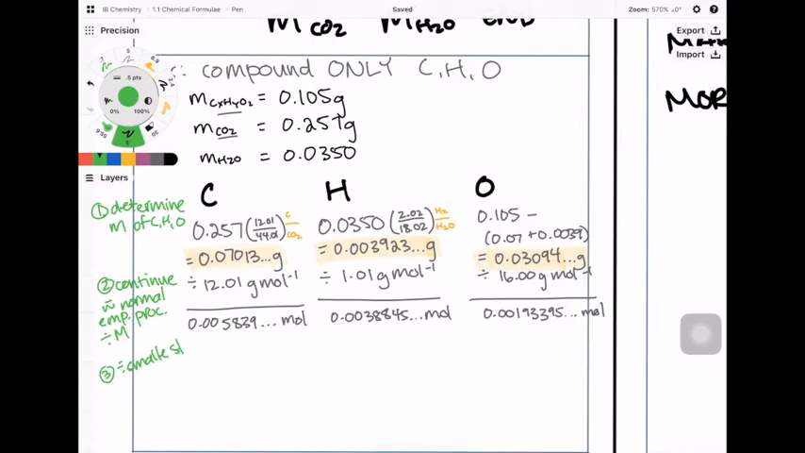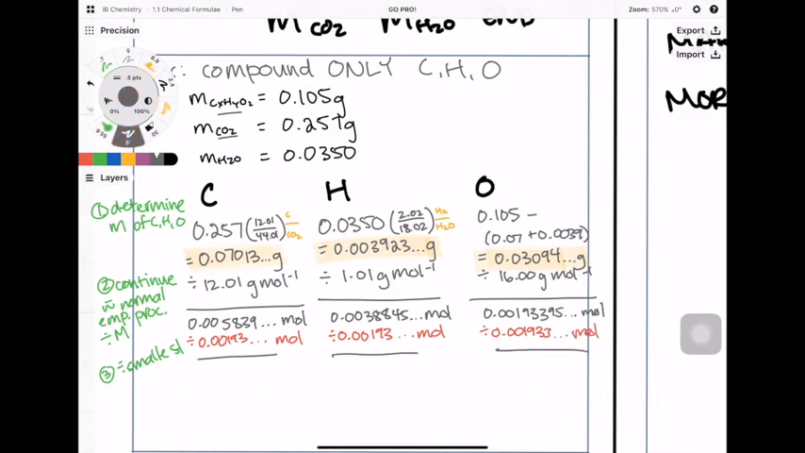So again, here I'm dividing by the smallest, which happens to be the moles of oxygen. So I'm going to divide everything by 0.001933. And that should give me my ratio of carbon to hydrogen to oxygen, and I've therefore found out my empirical formula.